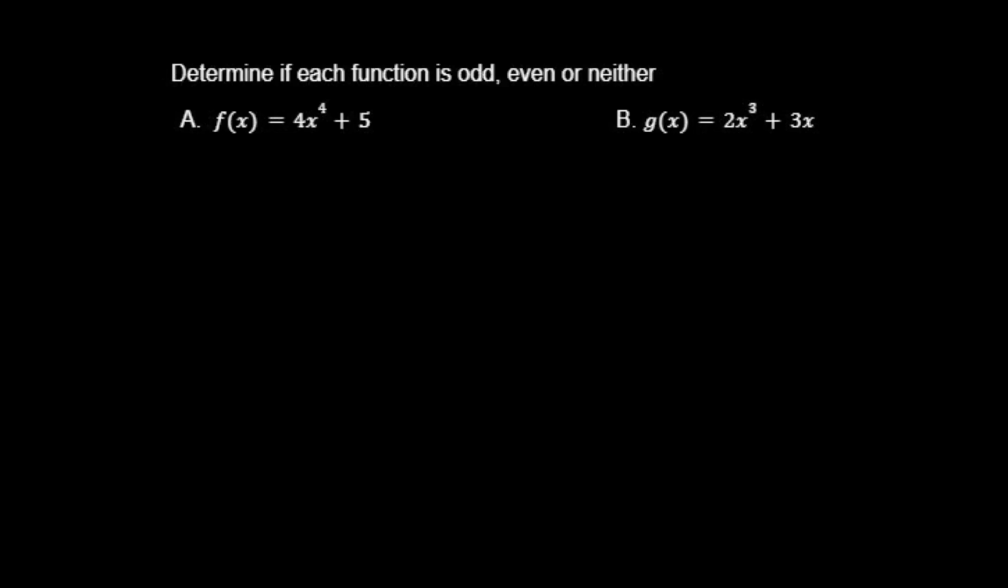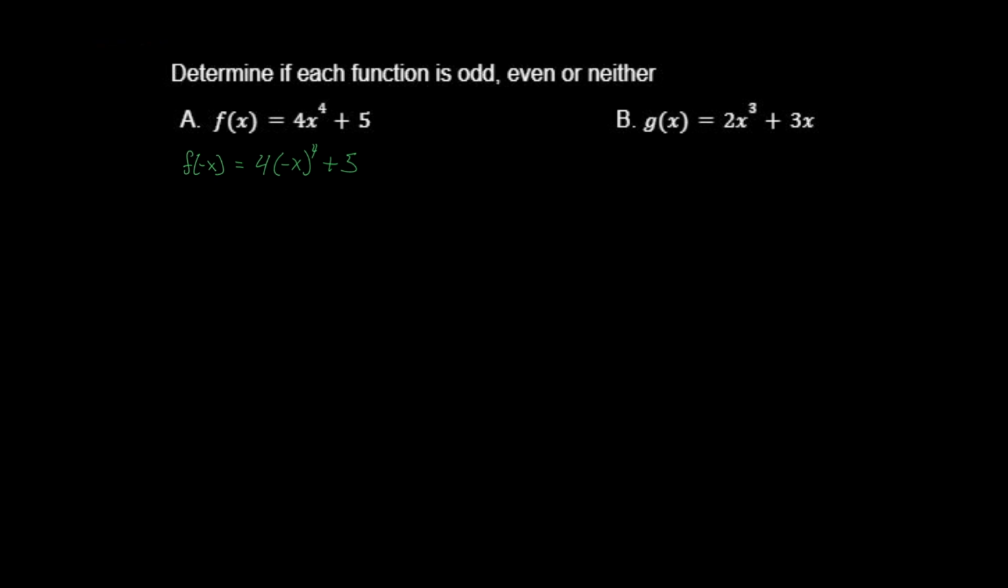Now, to determine if a function is even, odd, or neither from an equation, what we do is we plug in negative x. And then one of three things is going to happen. Let's start by plugging in negative x. If I replace x with negative x, that's going to give me 4 times negative x to the 4th plus 5.